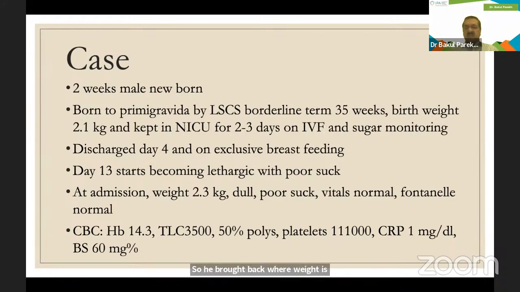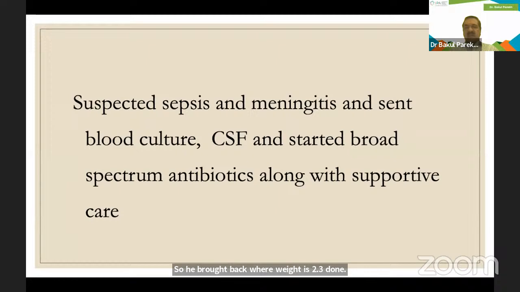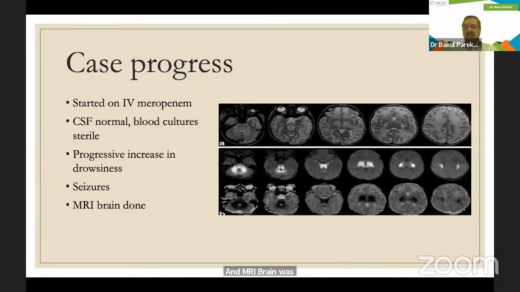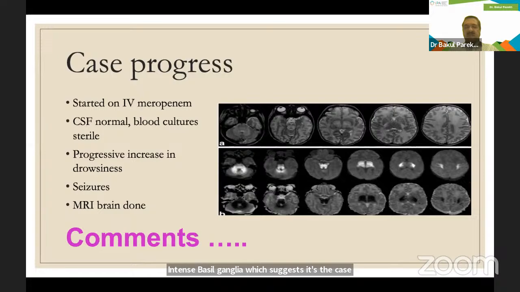So it was suggestive of maybe septicemia, suspected sepsis, and with any sepsis you have to rule out meningitis. So blood culture, CSF, everything was done, and the child was put on meropenem and broad spectrum antibiotics. CSF came normal, culture came sterile, and there was progressive increase in drowsiness, and now the child developed seizure, and MRI brain was done, which clinched the diagnosis. This was the MRI. There is hyperintense posterior limb of internal capsules and intense basal ganglia, which suggests it's a case of inborn error of metabolism. There is MSUD.